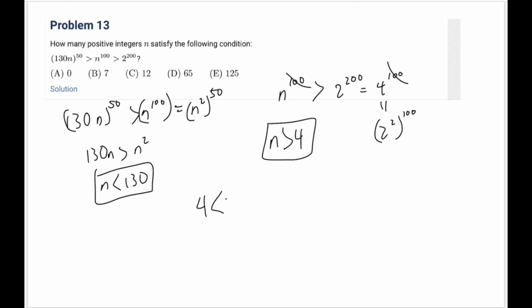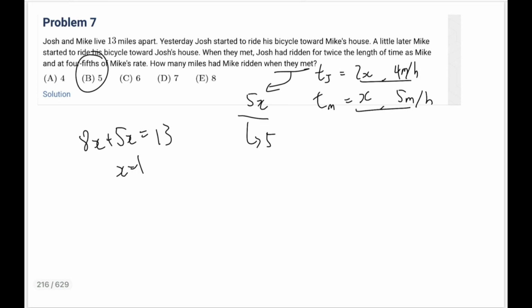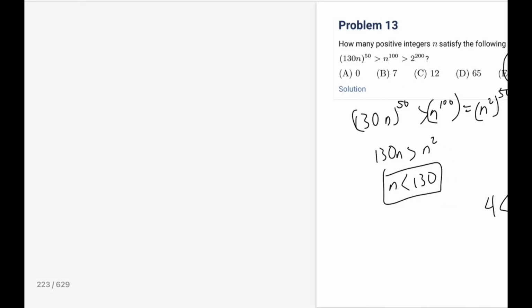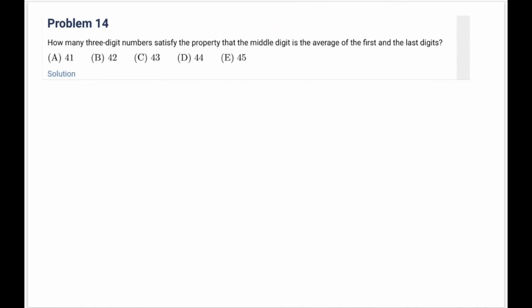So out of these two we get 4 and 130. And so, how many positive integers n satisfy this? So 130 minus 4 minus 1, that will be 125. The answer is E. Let's go back to 14. Yeah, this is 14. Problem number 14.